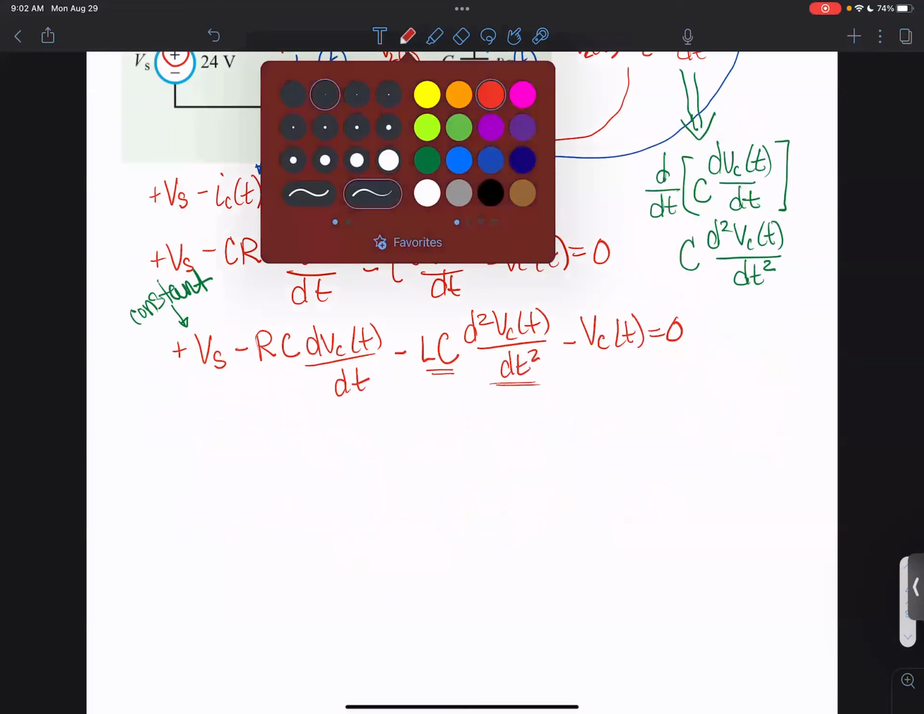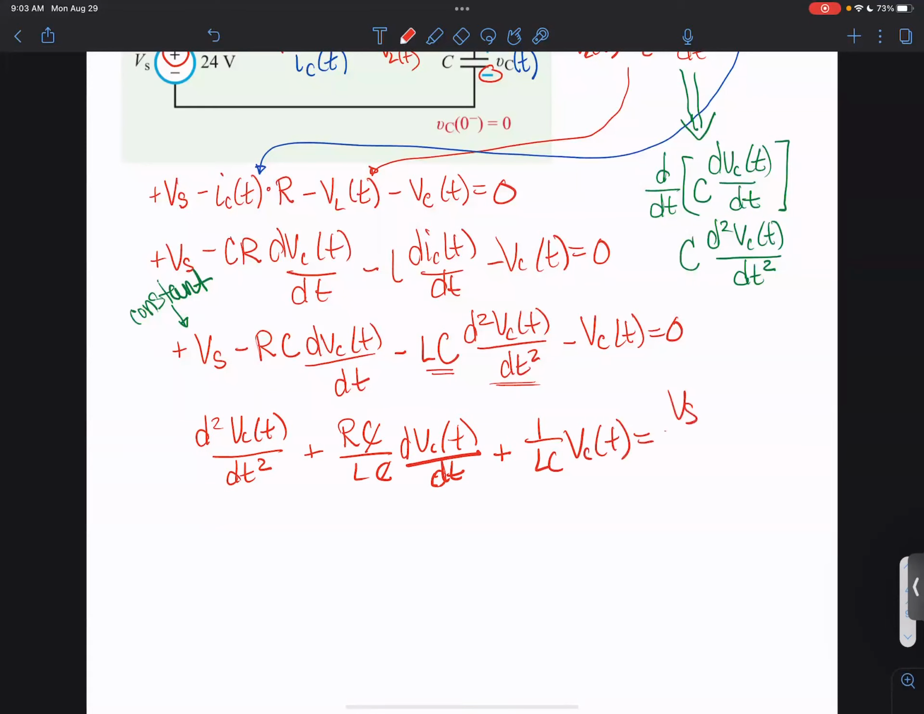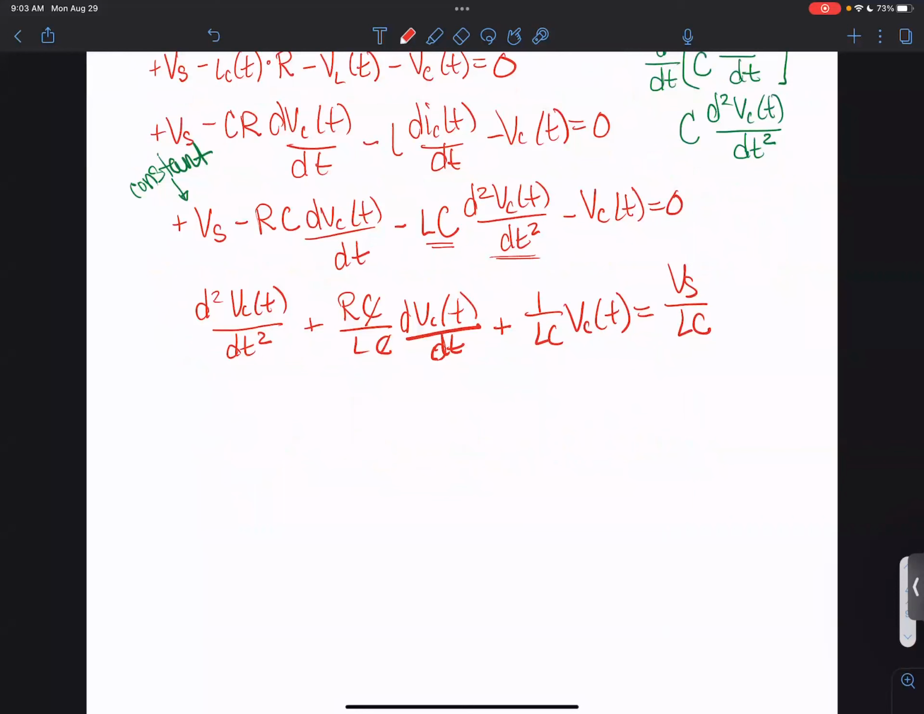So I can rearrange that to d squared VC of t/dt squared plus RC over LC, so the C's are going to cancel, times dVC of t/dt, plus 1 over LC VC of t equals Vs over LC. And there's just a little notation you can use. I don't know what they call this notation, but you can just say this is a VC prime.